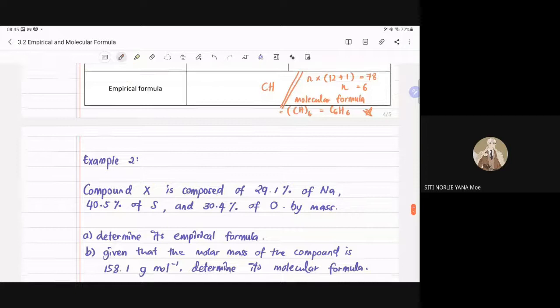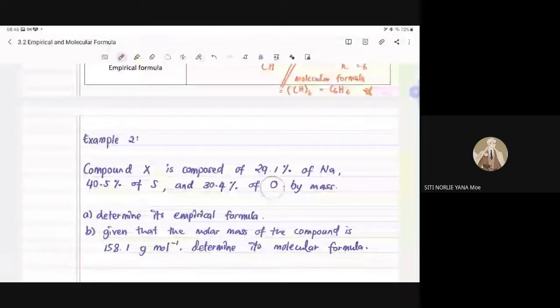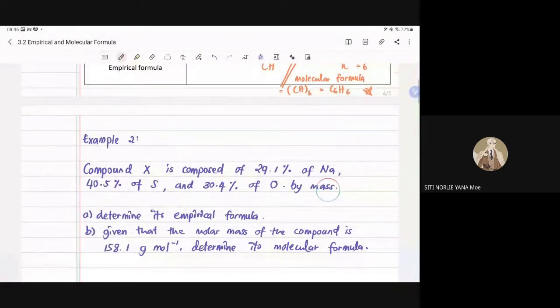Example 2 pula. Okay, so for example 2, compound X is composed of 29.1% of sodium, 40.5% of sulfur, and 30.4% of oxygen by mass. First, determine its empirical formula. Second, given that the molar mass of the compound is 158.1 grams per mole, determine its molecular formula. So, mula-mula daripada sini, again, kita akan cari dia punya empirical formula. Kemudian, kita akan cari dia punya molecular formula.